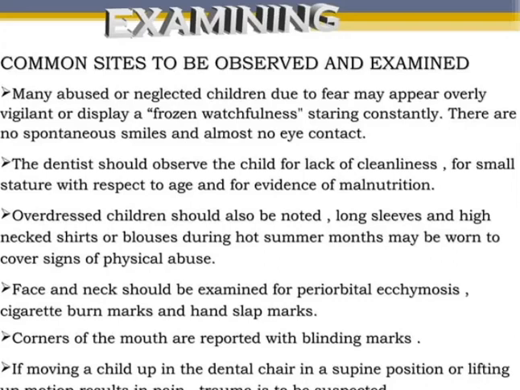The dentist should observe the child for lack of cleanliness, for small stature with respect to age, and for evidence of malnutrition. Overdressed children should also be noted. Long sleeves and high-necked skirts or blouses during the hot summer months may be worn to cover the signs of physical abuse. Face and neck should be examined for periorbital ecchymosis, cigarette burn marks, and hand slap marks. Corners of the mouth are reported with binding marks. If moving the child up in the dental chair in the supine position, or a lifting motion, results in pain, trauma is to be suspected.